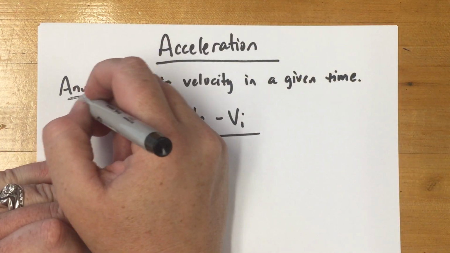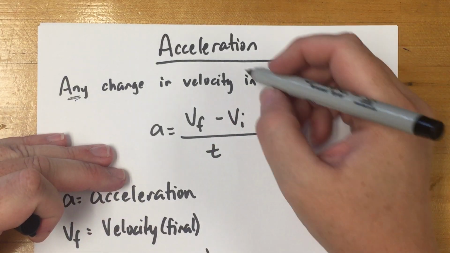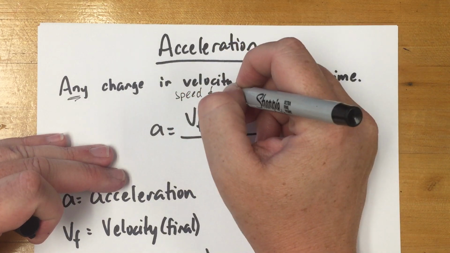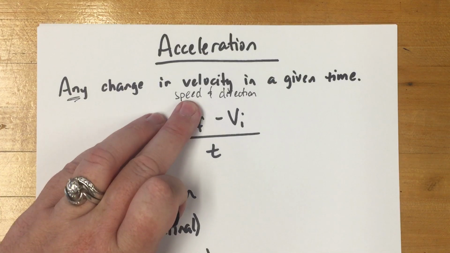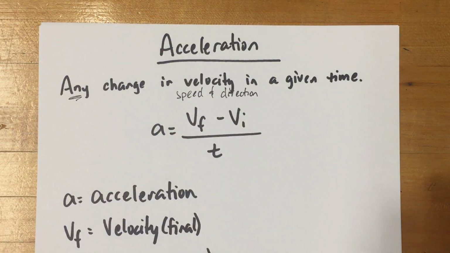Acceleration is any change in velocity in a given time. Remember that velocity is both speed and direction. And so if it's a change in speed or a change in direction, it can be a change in velocity, and so it would be acceleration.